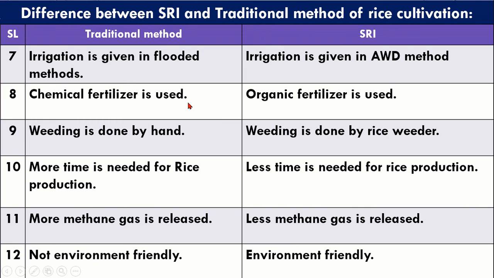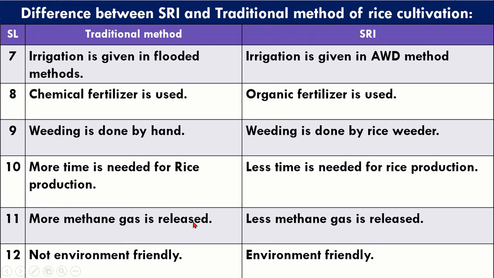Here chemical fertilizer is used, but here organic and biofertilizer is used, which is environment friendly. Weeding is done by hand, which needs more labor, and the weed is thrown away. But here weeding is done by machine, where you do not need more labor. Labor cost is less, and the weed decomposes with the soil, and then it makes organic fertilizer. More time is needed for rice production here, but less time is needed here.